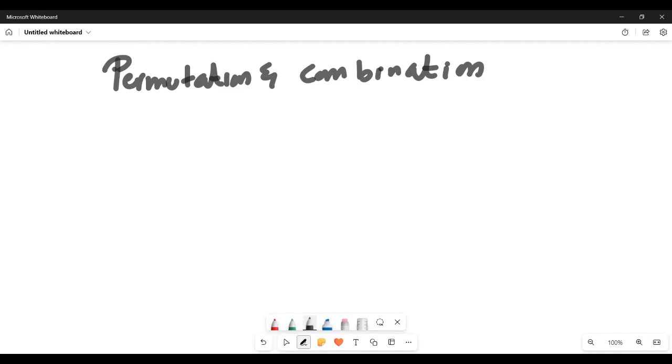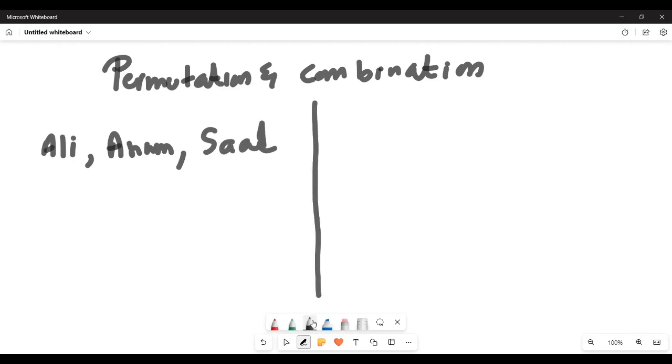So we have three people, Ali, Anam, and Saad. Okay, so if the question is arrange these three people on three seats, that means this is a question on permutation because the sequence matters.